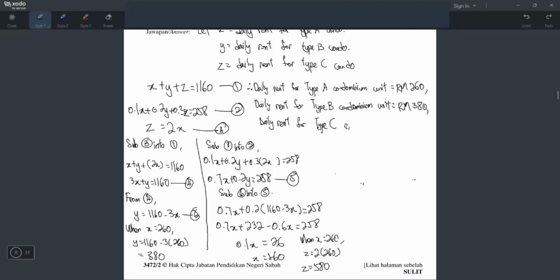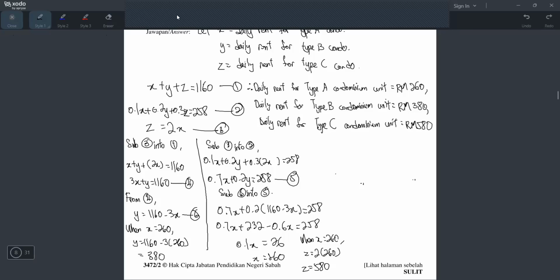And then type C condominium unit equals 580, right? Why do you have to write it like this? Because if you just write X, Y, Z equals, no one can understand what you're finding, because they never asked you to find X, Y, Z. So you have to write down what the X, Y, Z represents.